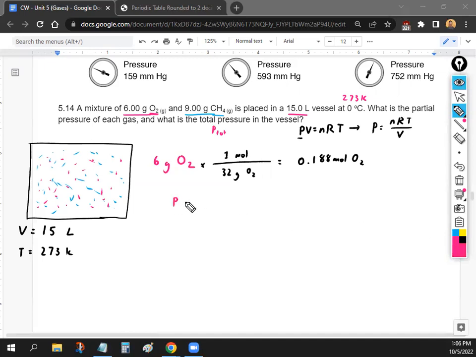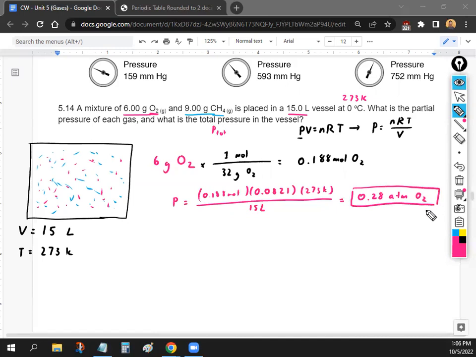Okay, so the pressure is going to equal our 0.188 moles. The gas constant is going to be 0.0821. The temperature is 273 Kelvin. And then we're going to divide it by 15 liters. Okay. And then if we calculate all that, we should get about 0.28 atmospheres. So the partial pressure of oxygen is going to be 0.28.